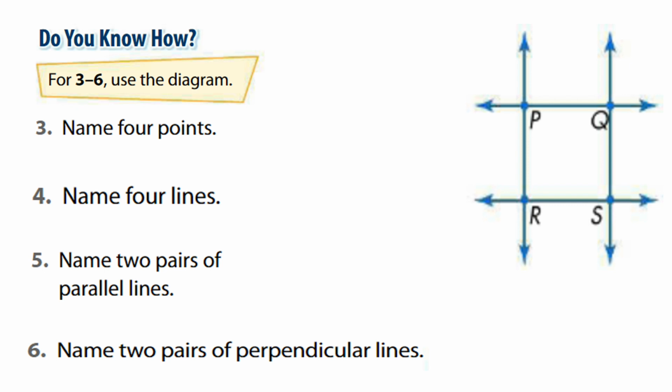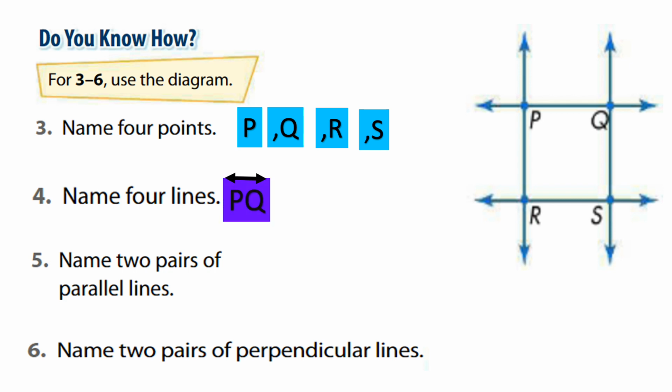From number 3 to number 6 we are going to use the given diagram. Just pick 4 points. Of course, you can say yes, P, Q, R, S. Name 4 lines. PQ is a line. And take care that we have to put the symbol of the straight line above the letters. Also, PR is a line, SR is a line, and QS is a line.